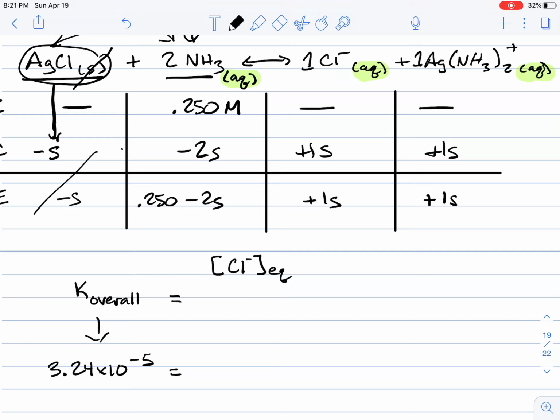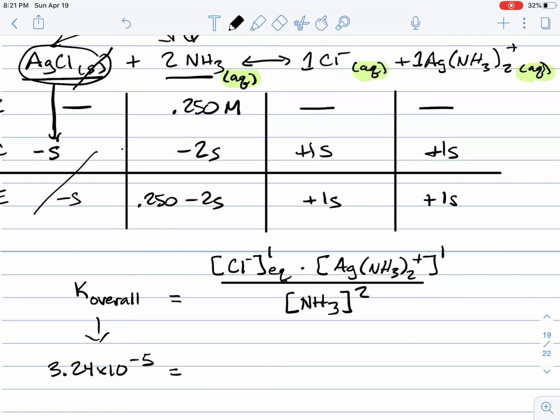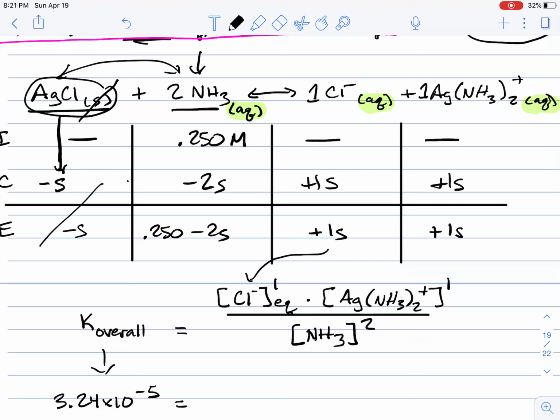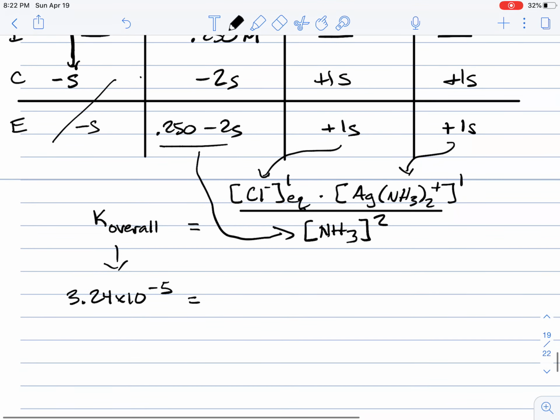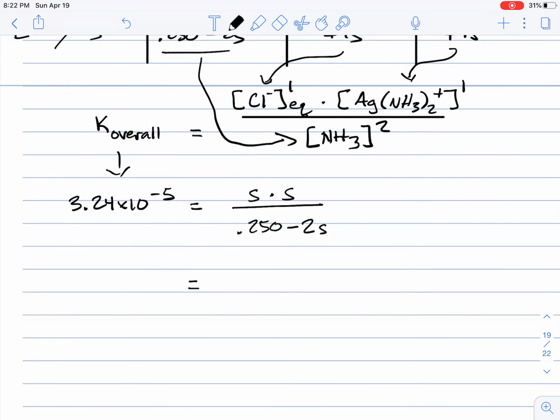All right, and so my mass action expression is going to be defined by the concentration of chloride at equilibrium raised to the first power, times the concentration of my metal complex raised to the first power. And then this is going to be divided by the concentration of NH3, this ammonia that we added, raised to the second power. And all we're going to do is plug in the equilibrium expressions into where they're located in our mass action expression. And so here we have S times S over 0.250 minus 2S. That reduces to S squared over 0.250 minus 2S, and that's going to be 3.24 times 10 to the negative 5.